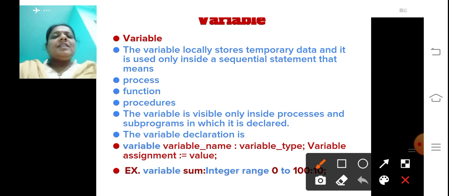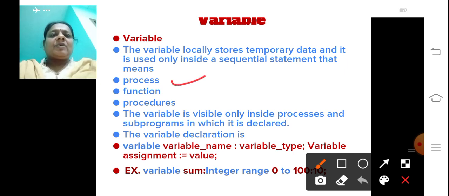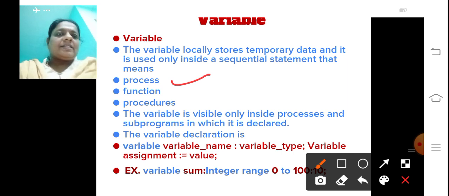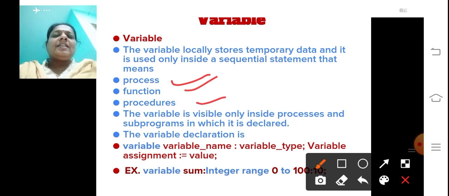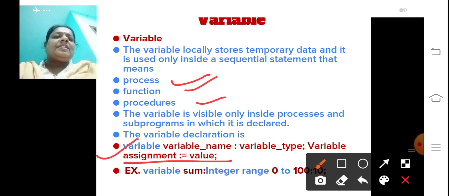In the VHDL, the process is one such sequential statement, which you are going to study in the next video. In that sequential statement, we are going to use the variables. In the functions and in the procedures also we use the variable declaration, and this point explains the syntax of the variable declaration, and here is the example.